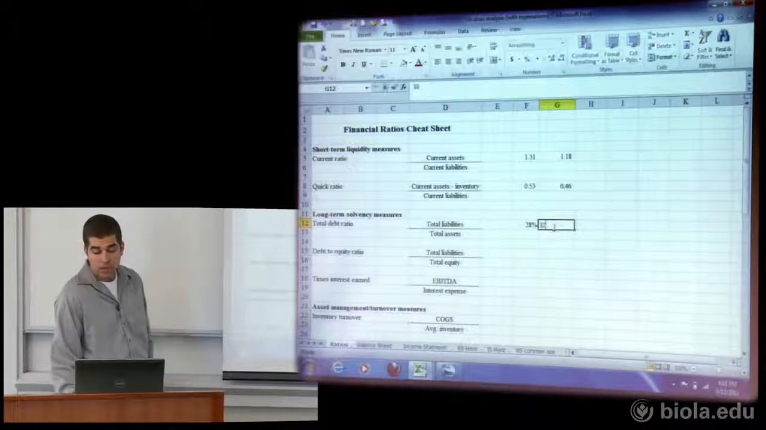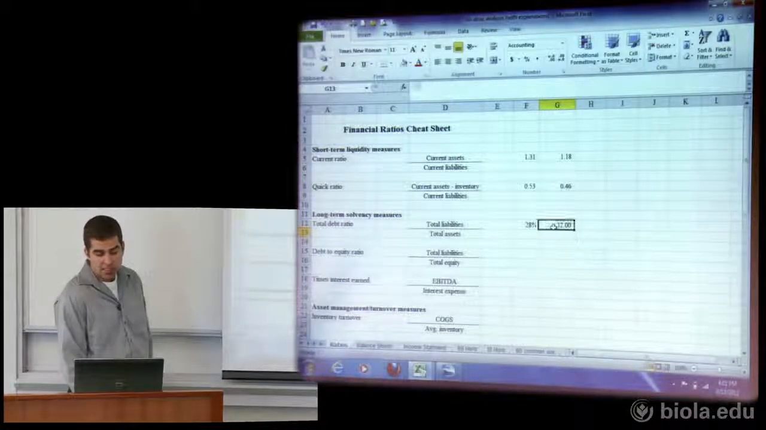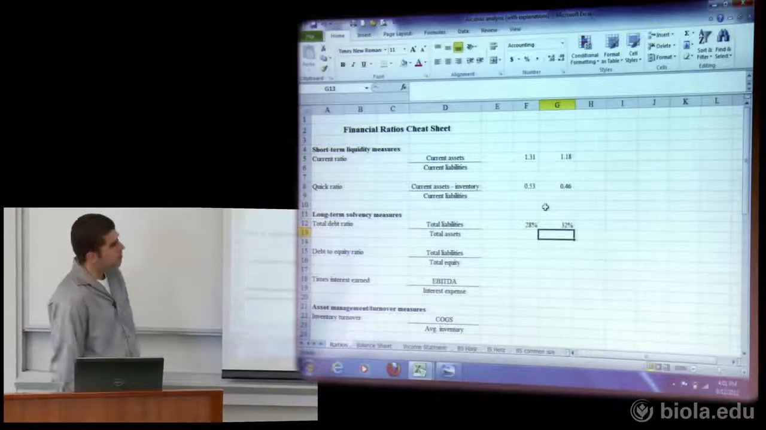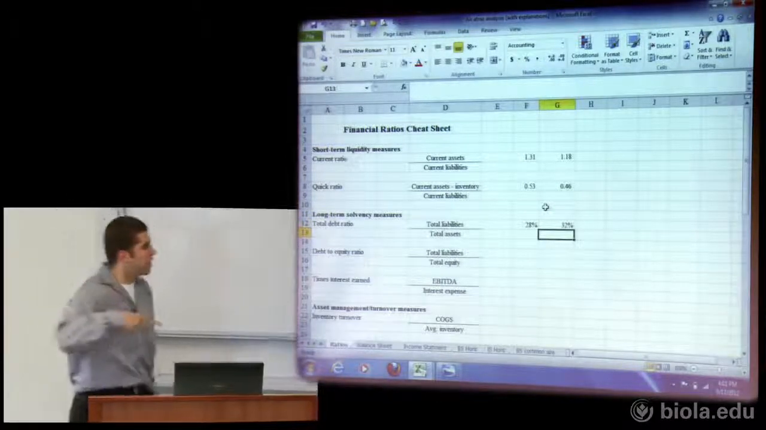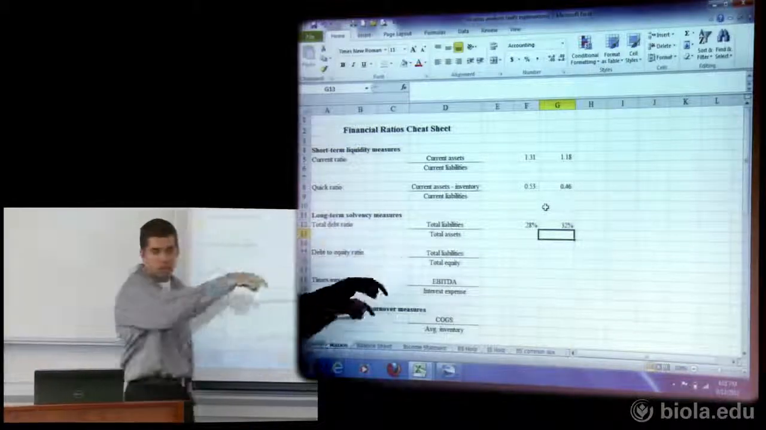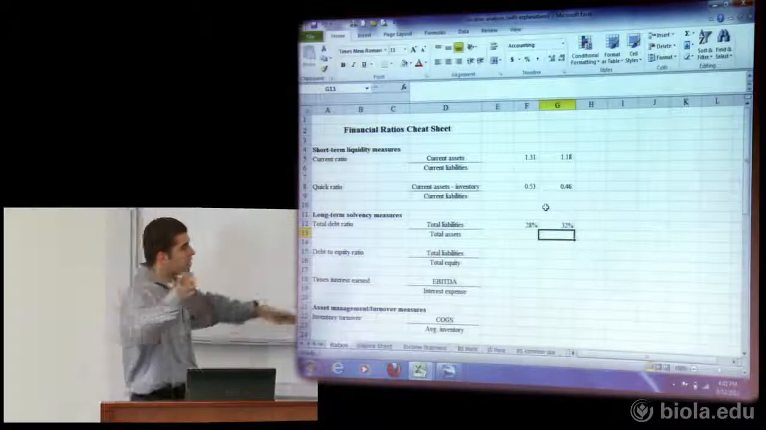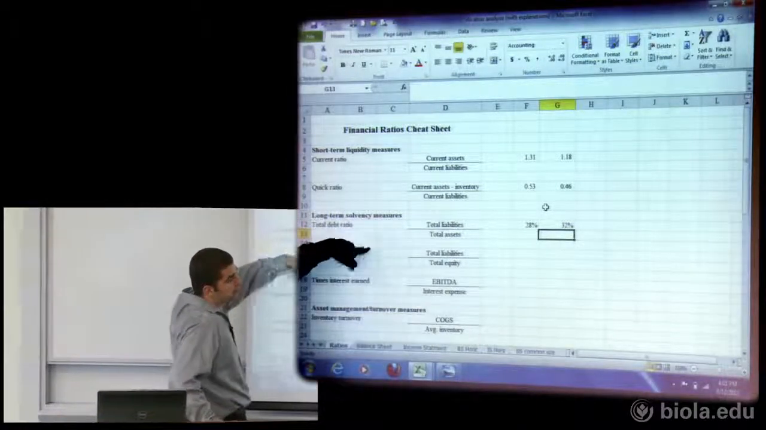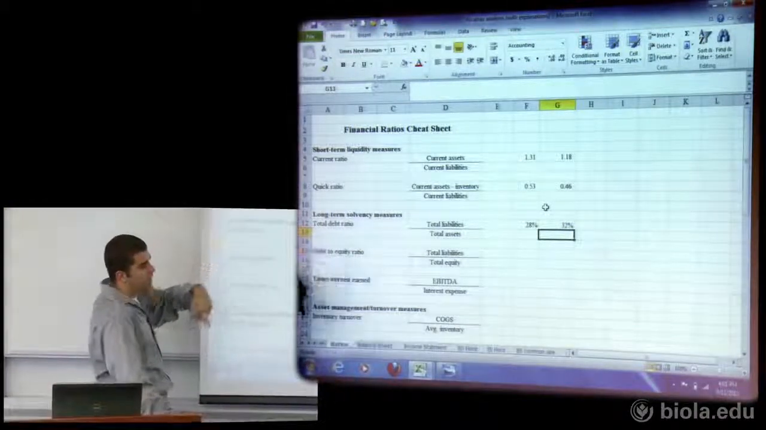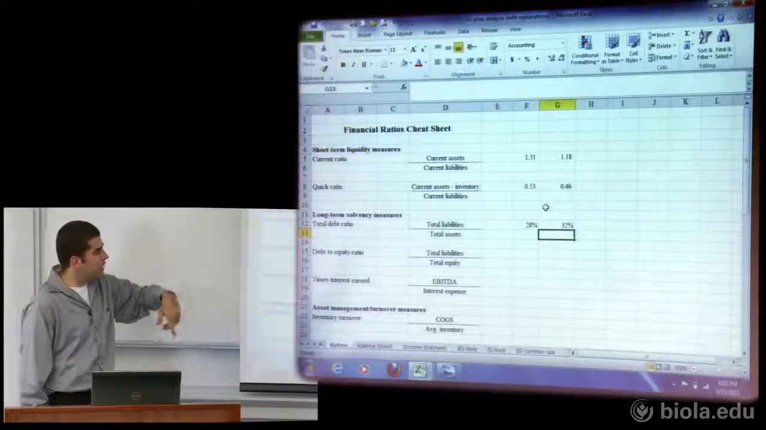32? Okay, so remember, we saw before that they had paid down debt from 2010 to 2011, so you would expect their total debt ratio to go down year over year. Okay, so that's good. We're making an inference about our capital structure: how much of our financing comes from debt? We can do a similar thing with the debt to equity ratio.